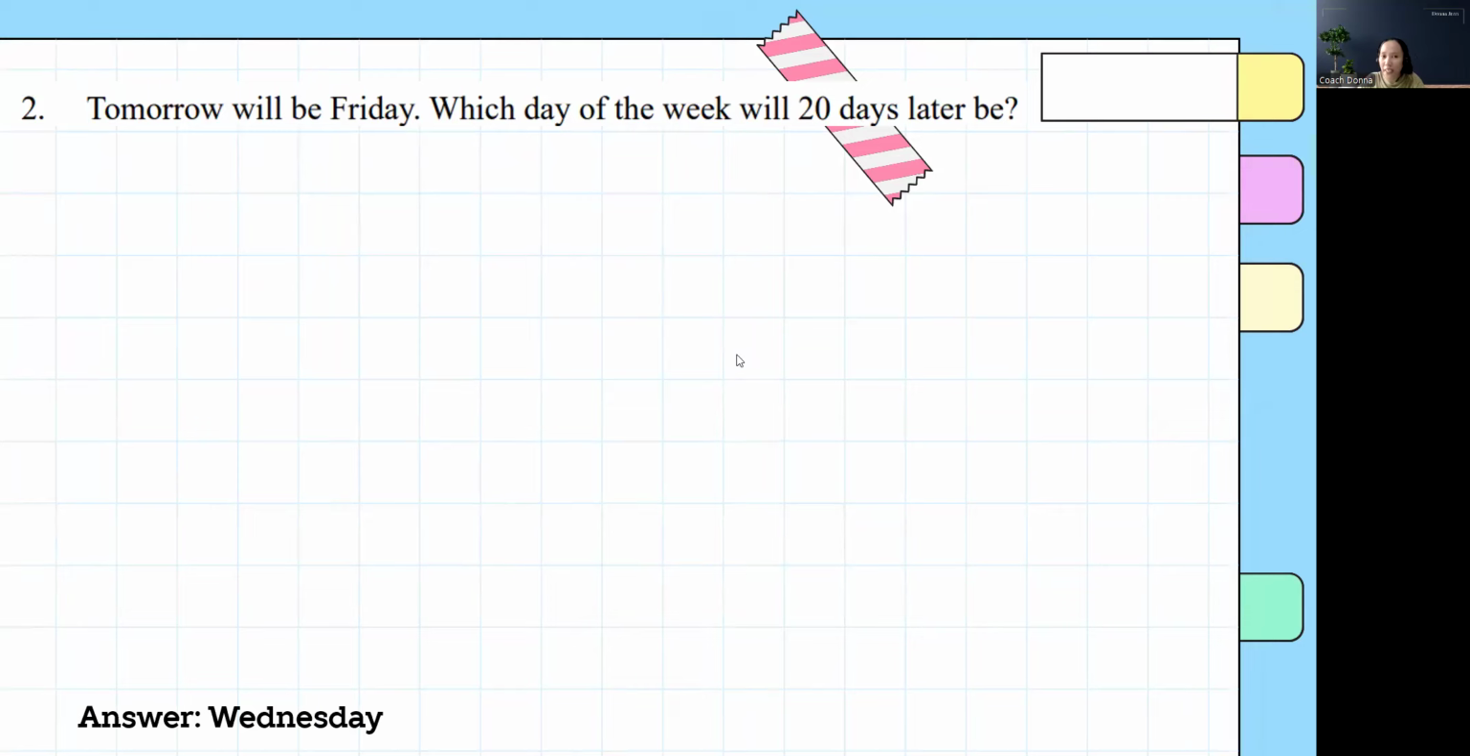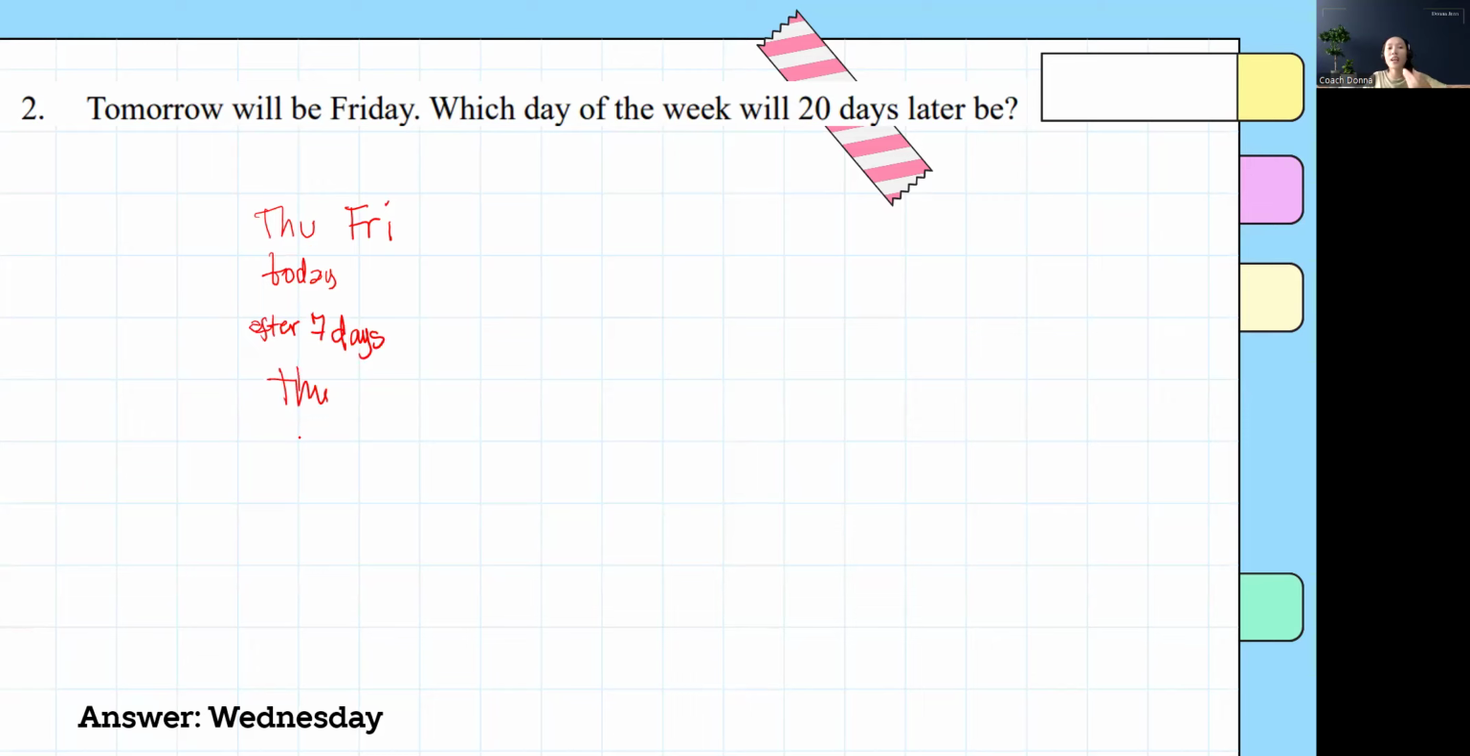All right, tomorrow will be Friday. Which day of the week will 20 days later be? So let's start. We have here tomorrow is Friday, right? So that means today is Thursday. So we just have to count 20 days later. But remember, every 7 days, it goes back to the same day. So today is Thursday. After 7 days, we go back to the same day, which is Thursday.